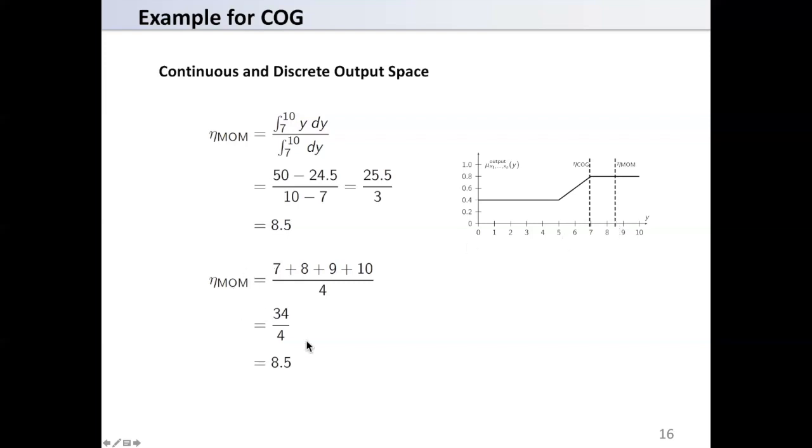And if we are going to consider the discrete case, in that case we have to consider 7, 8, 9, and 10. These y values are added, and we have 4 different values used here. So it is divided by 4. So this is 34 divided by 4. We obtain 8.5. This is again the mean of maximum for the discrete case.